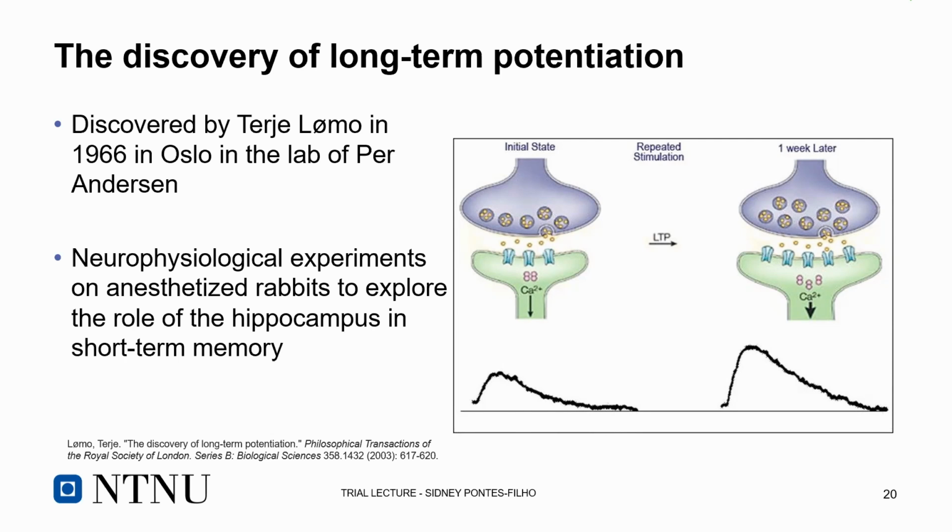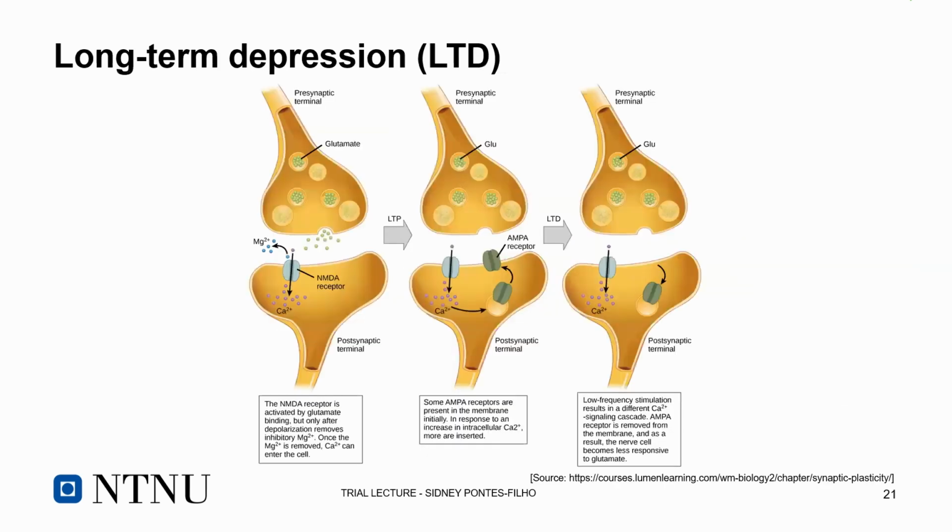We have the picture of LTP, long-term potentiation, with more AMPA receptors and more calcium inside the postsynaptic neuron. And we do not have only long-term potentiation. Our cells do not just get more connected, they can also lose some of the strength in the connection, in the synapse.